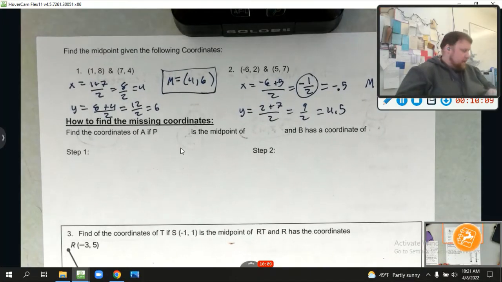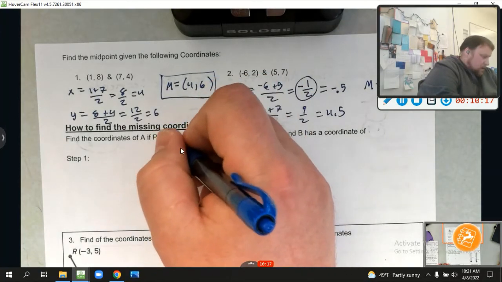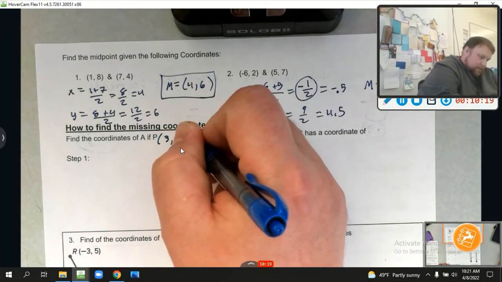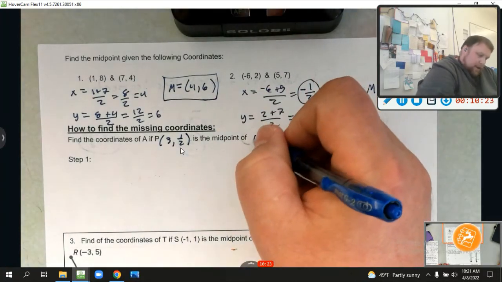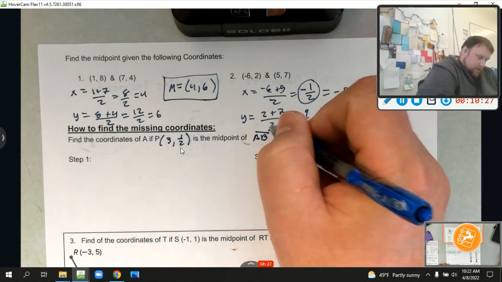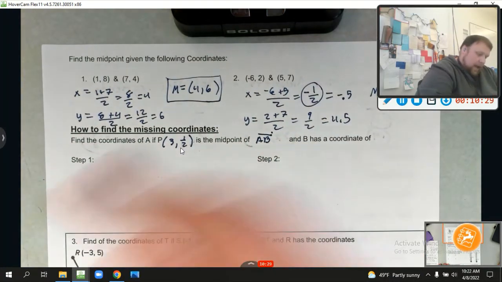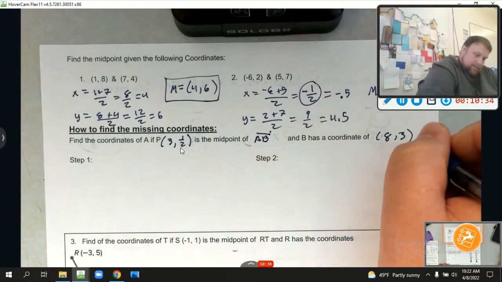If we're missing a coordinate on the midpoint, how do we find missing coordinates? Well, it says find the coordinate of A if P (3, 1/2) is the midpoint of AB. That's a segment AB, and B has the coordinate (8, 3).